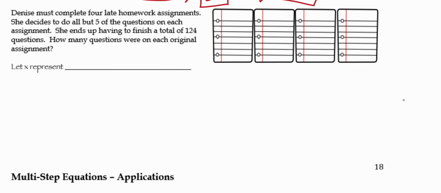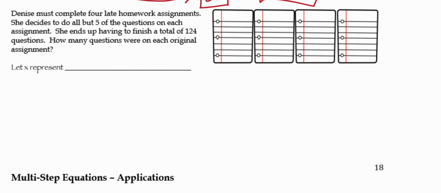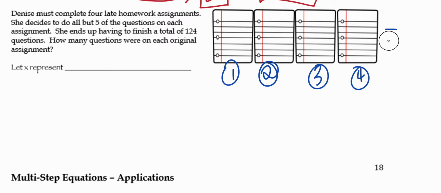In our last example, we have a similar situation, except this time we're going to see a negative be used to represent part of something not being done. So here we have Denise must complete 4 late homework assignments. Here are her 4 late homework assignments, numbered 1, 2, 3, and 4. She decides to do all but 5 of the questions on each assignment. She ends up having to finish a total of 124 questions. How many questions were on each original assignment?